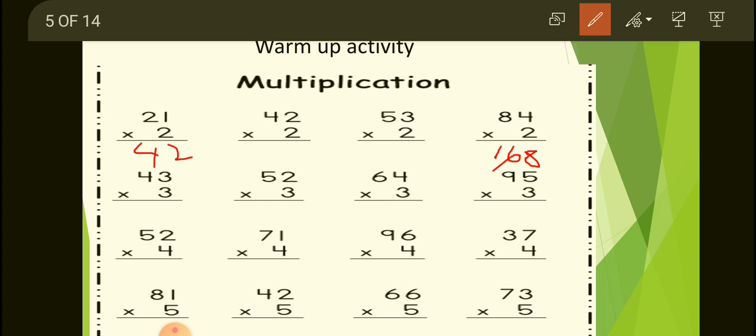So 28 is a tens value, meaning it consists of 2 tens and 8 ones. So I will write here 28. I am writing for you. I am using this ones value here and taking this 2 as a carry. So 4 3s are 12. 12 plus 2 equals 14.